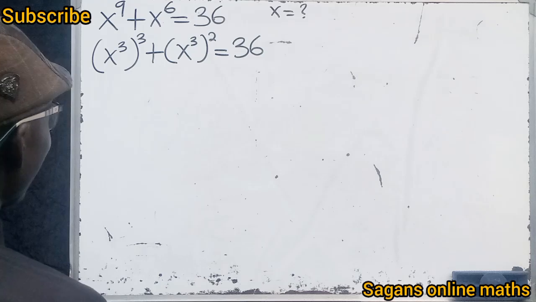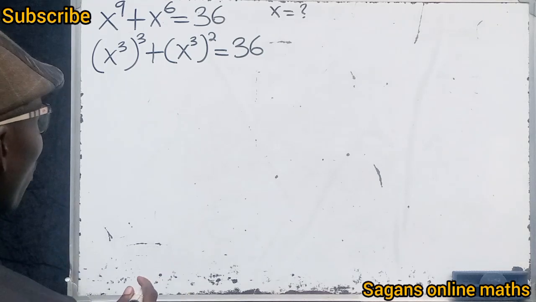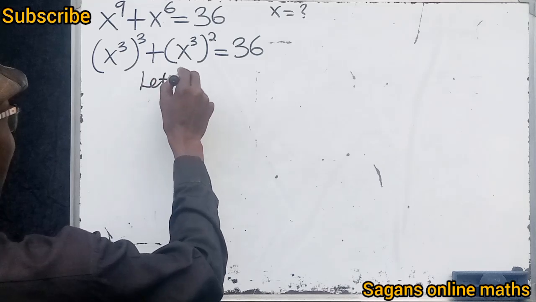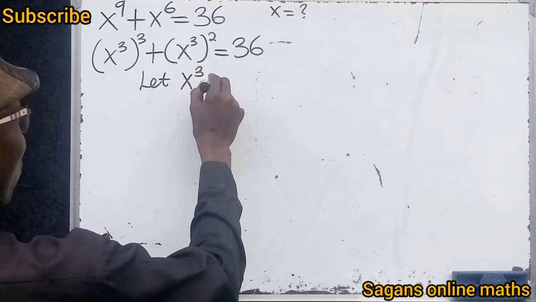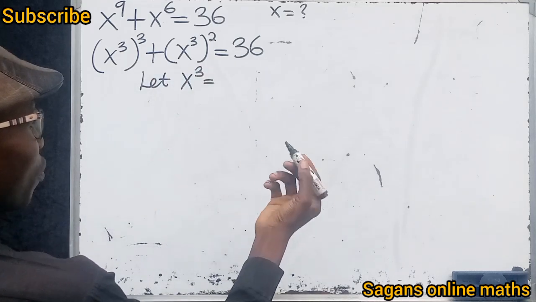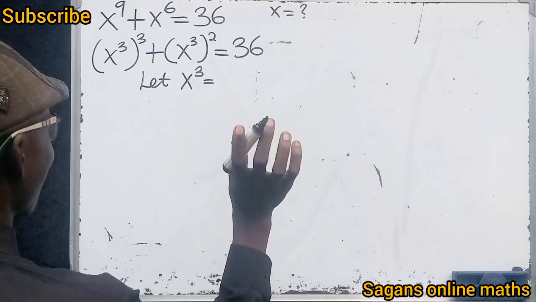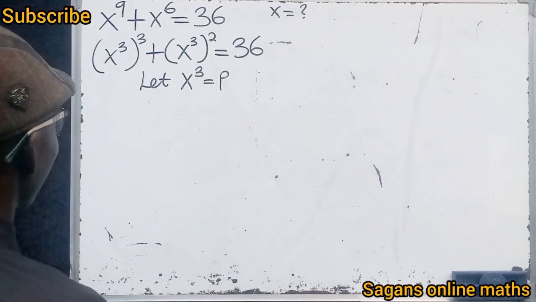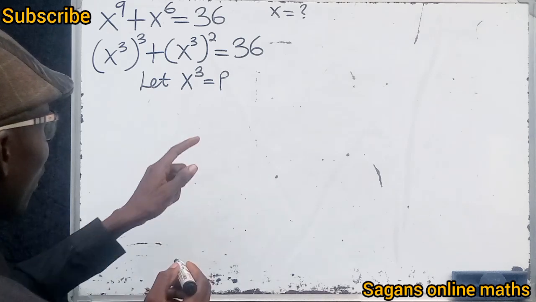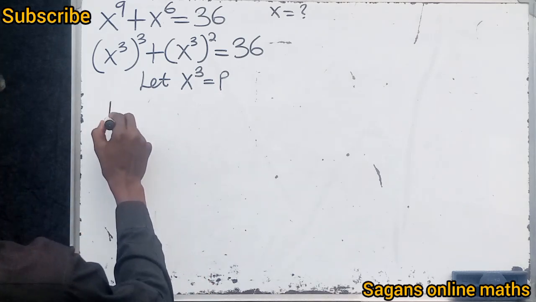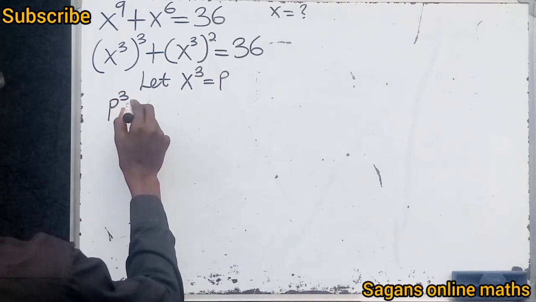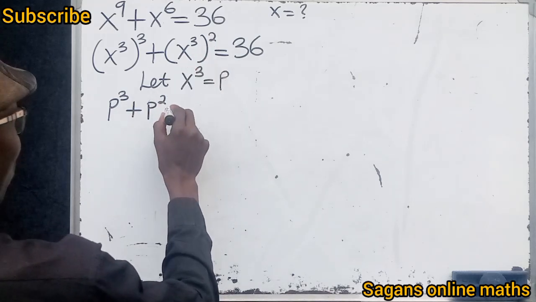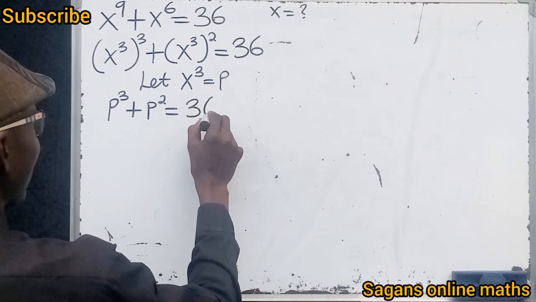Now what are we going to do? Let's observe carefully that x to the power of 3 is common here. So we can say, let x to the power of 3 equal any variable. I always prefer p. Don't mind me. So this equals p. Let it be p. Now in place of x to the power of 3, let's substitute the value of p. So this now becomes p raised to the power of 3 plus p raised to the power of 2 equals 36.